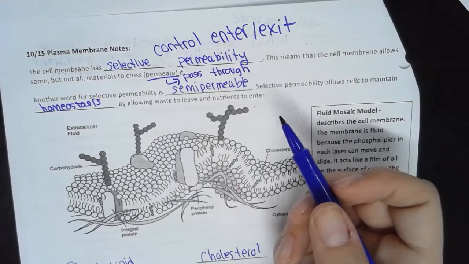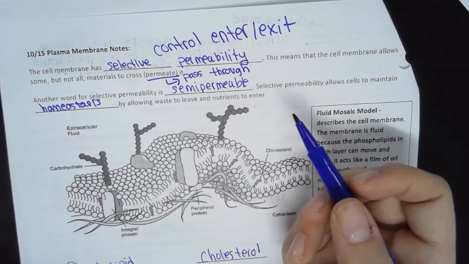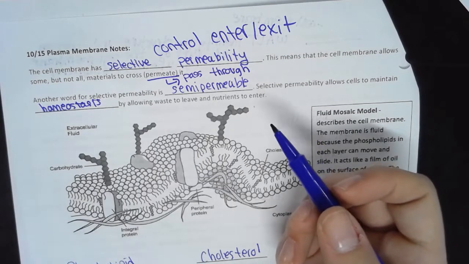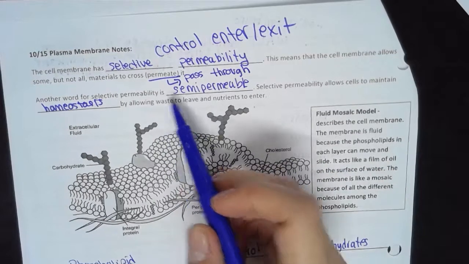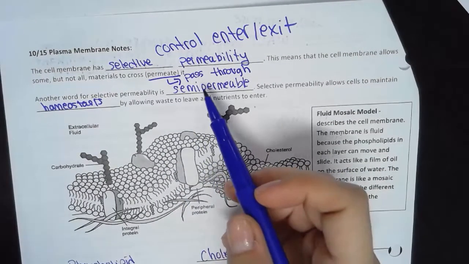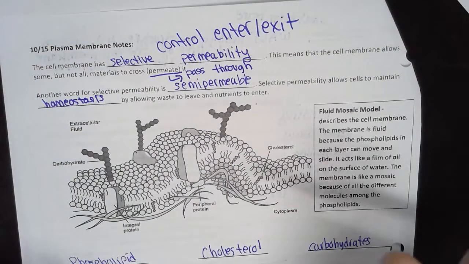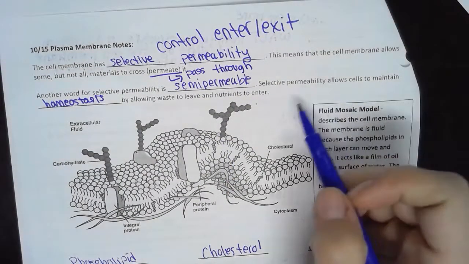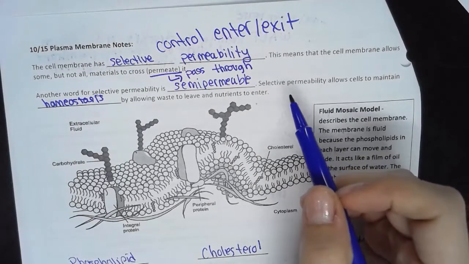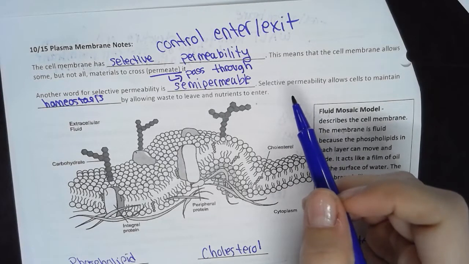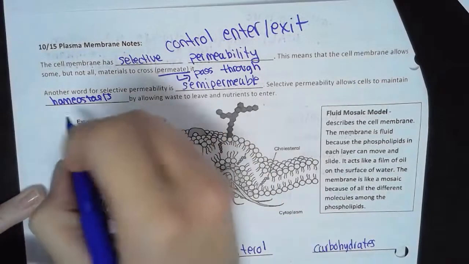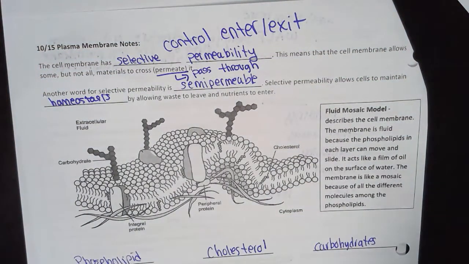It's the gatekeeper, kind of like the bouncer of the cell. It's only going to let certain things in. All right, another word for selectively permeable is semi-permeable. So I know we're using like multiple words for saying the same thing. Thank you, science. All right, but this semi-permeability is the characteristic of the cell membrane that allows it to maintain that homeostasis or that balance, because it's only letting certain things through, not everything.